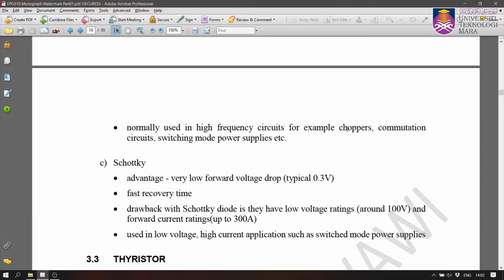And power supply, and we also have the Schottky diode. The Schottky diode has a very low forward voltage drop, 0.3 V. It also has a fast recovery time. It can operate at a very high frequency with a low voltage drop. This is more preferable because the voltage drop determines the loss. The higher the voltage drop, the higher the loss that the diode will have. So we have the Schottky diode. Of course, it is more expensive compared to the normal diode, isn't it?